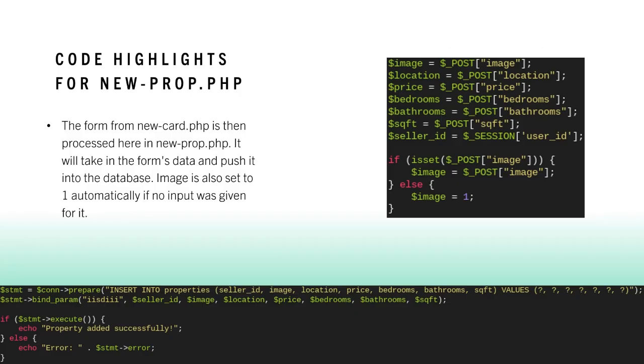So of course, from new card, we have new prop.php, which is actually the form handler for new card. So what it will do is it would take in all of the input from the form and insert it into the database. And as you can see with the bottom snippet of code, there are specific variable types for each of the variables to go into, because some of them are integers while others are strings. And for example, price is a decimal, so that has its own variable type as it goes into the database.